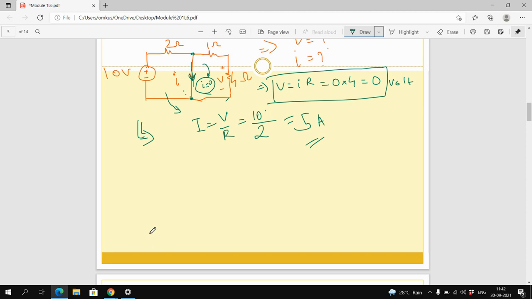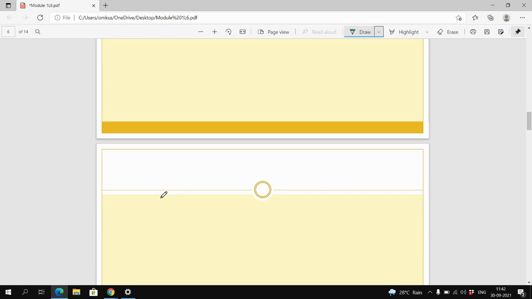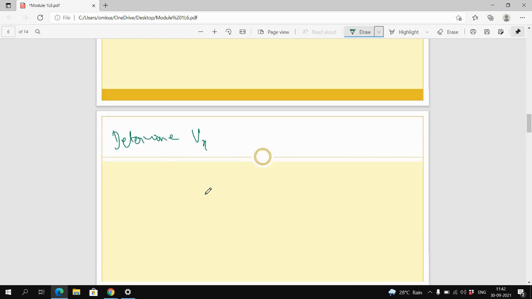Now the second problem is: determine the voltage Vx in that circuit.